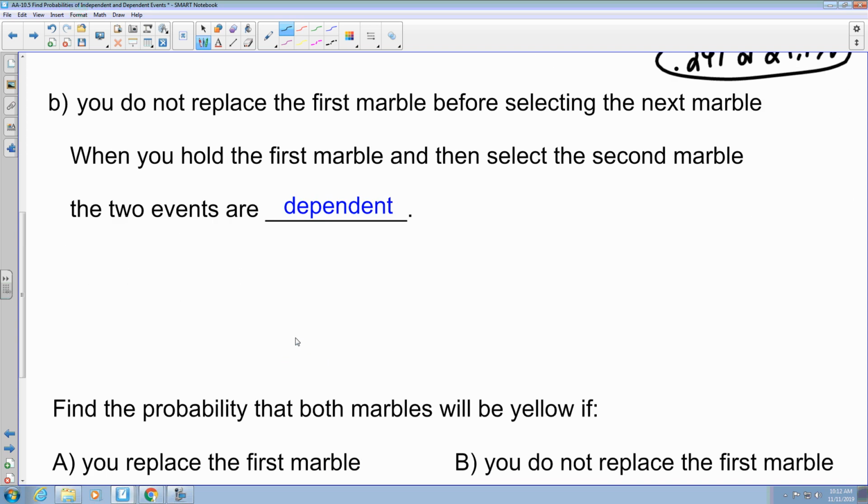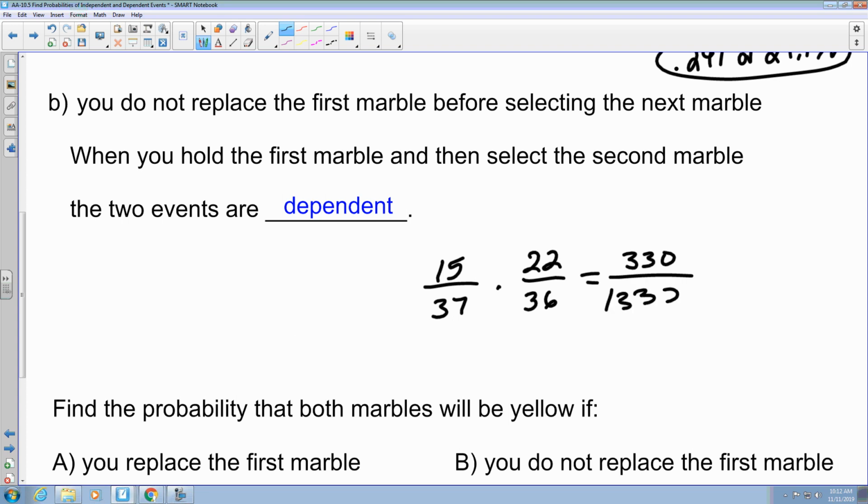Here it says you do not replace the first marble before selecting the next one. Keeping the same idea, the probability of getting yellow for the first one is still 15 out of 37. But when you multiply this one, it's going to be 22 out of 36 because you have one less marble because it did not get replaced. So on the top, it's still 330, but on the bottom we got 1332, which gets us 0.248, which is about 24.8%.